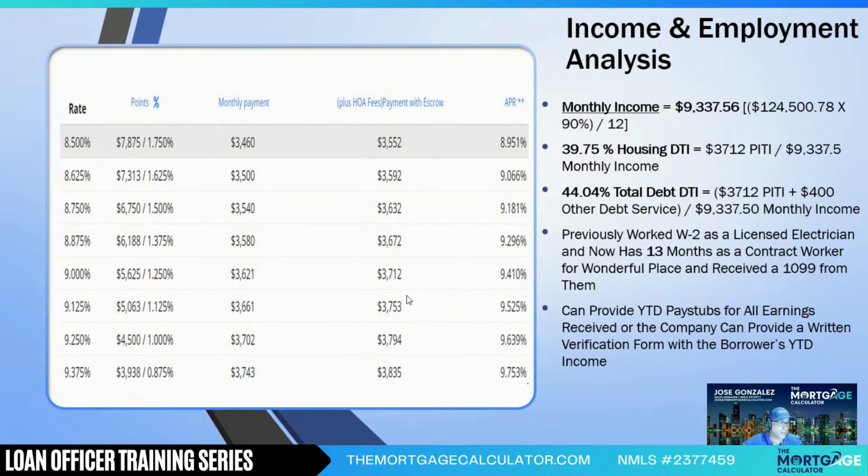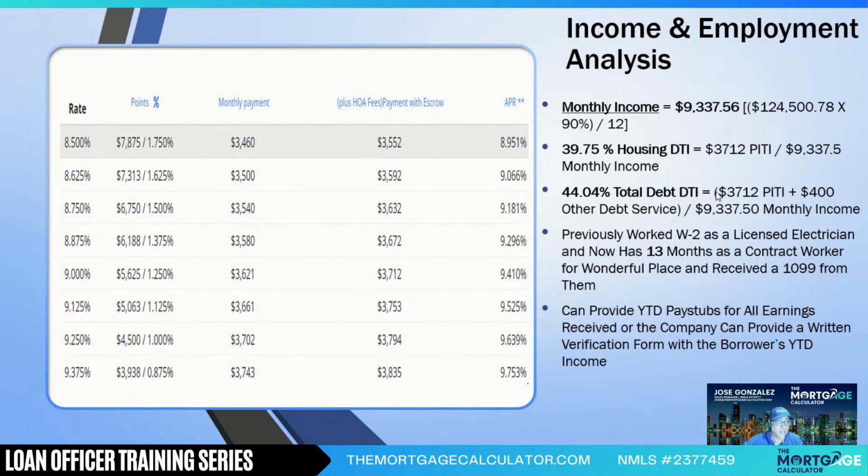So John wants to keep it simple. So we're going to go with 9%, costing him 1.25 points. So we're looking at 3712, his monthly payment with escrow, right? So I got 3712 divided by 9337 and 50 cents gives us 39.75.